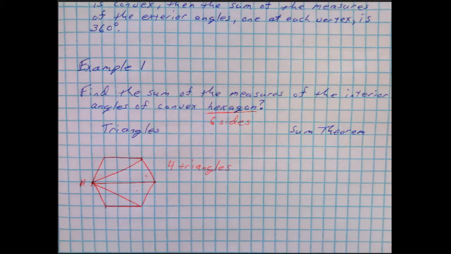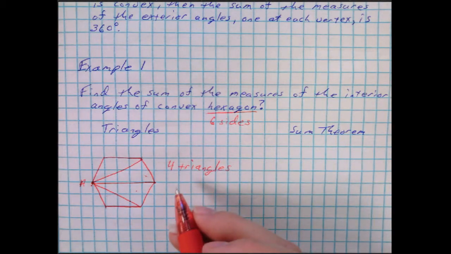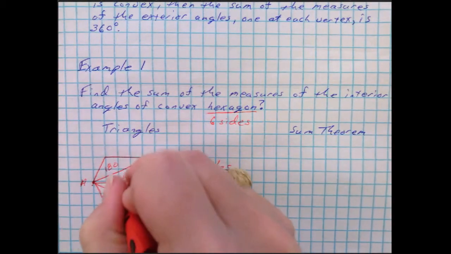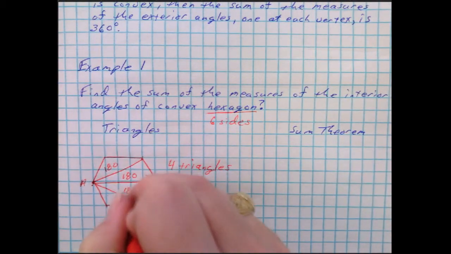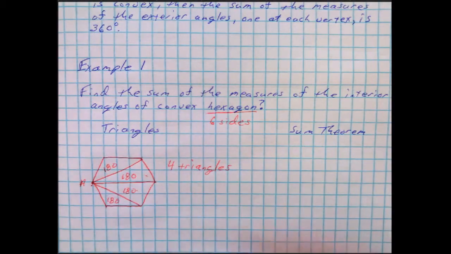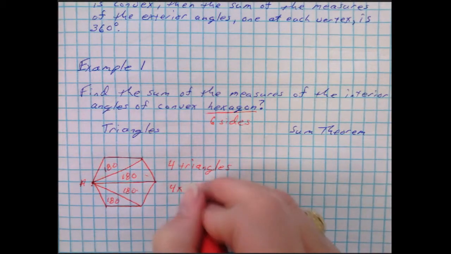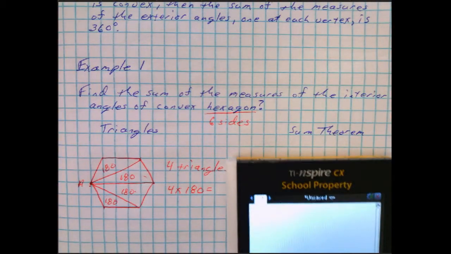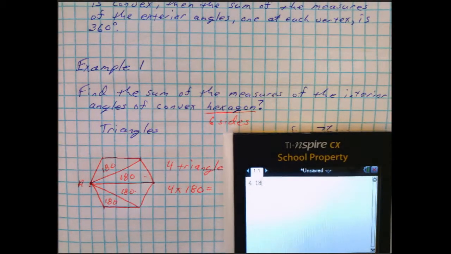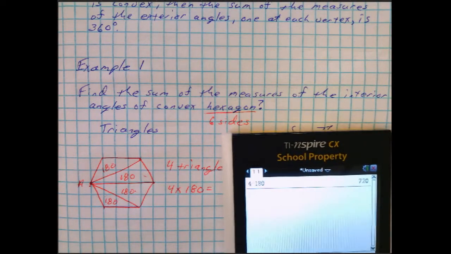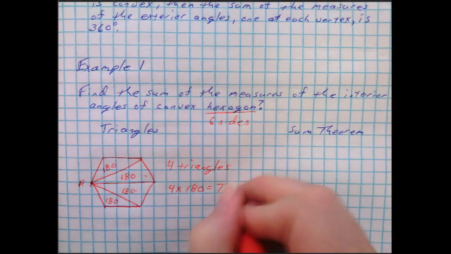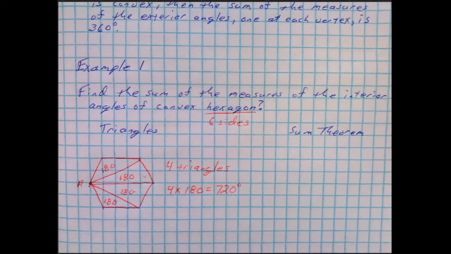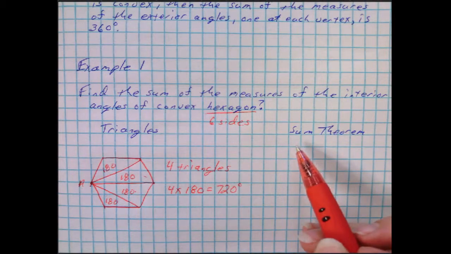Now we know from our triangle sum theorem that each triangle is 180 degrees for their interior angles. So each one of these would be 180. So we would take 4 times 180 to get the total in there. So then if you take your calculator out, 4 times 180, you get 720, and that's degrees. Now that's using triangles.